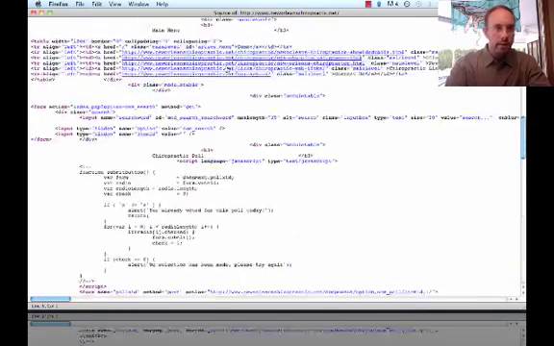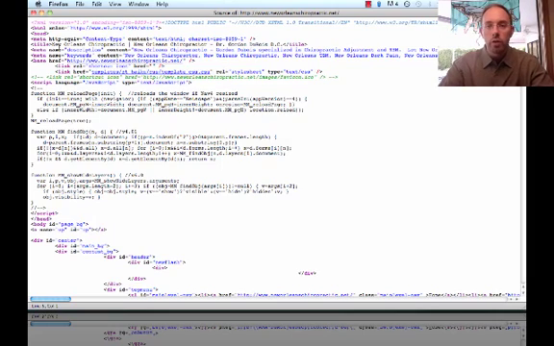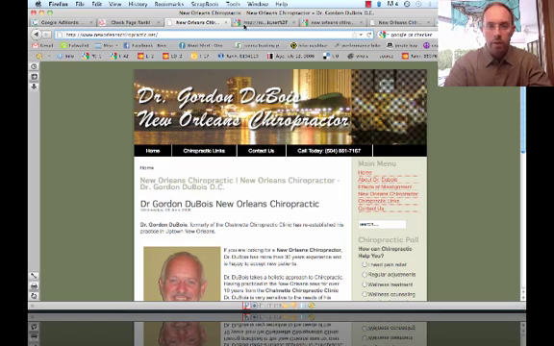Now this is something that typical people don't see, but this is what Google sees when they search through a site. They see the code. And right here you can see the title tag is New Orleans chiropractic, New Orleans chiropractor. And as we showed before, that shows in the top of the site right here. And it also shows on the bar, depending on your browser.